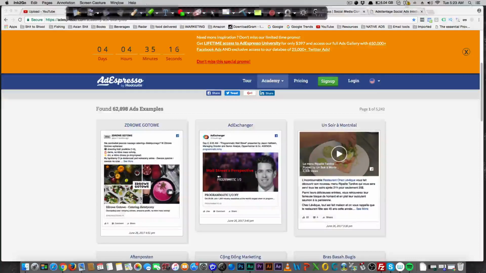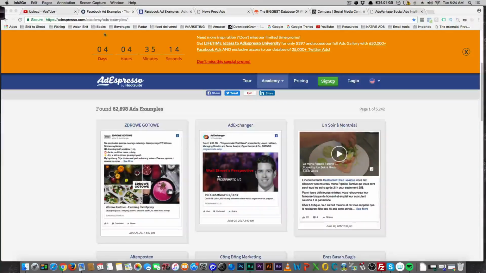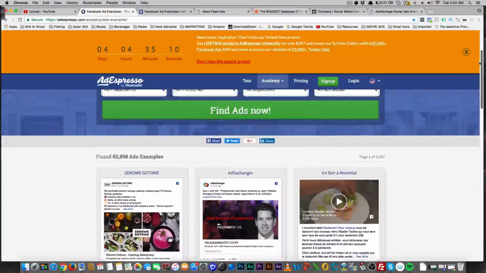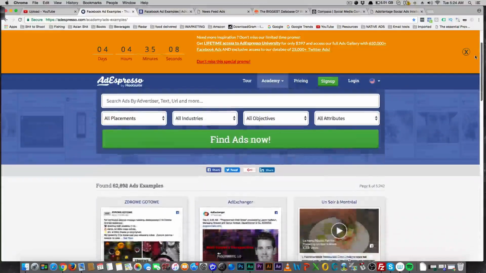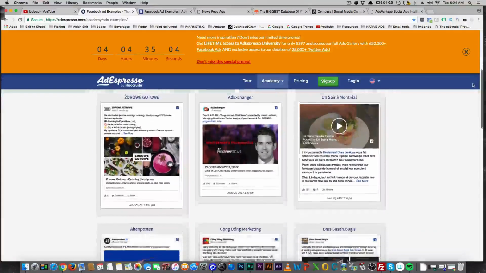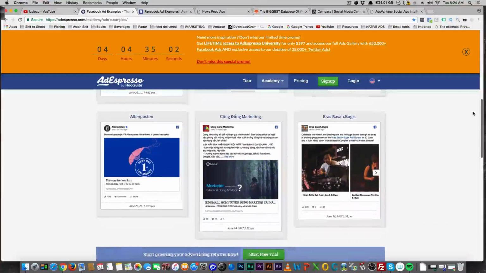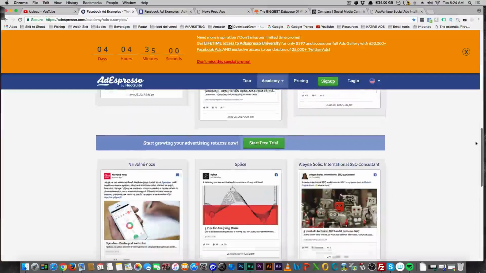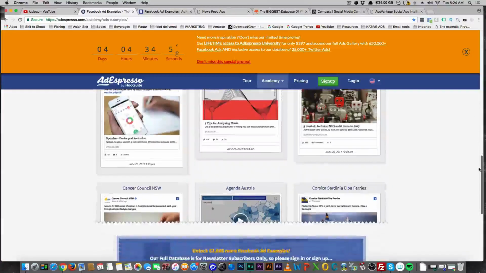So the first thing that we have here is Facebook ad examples from Ad Espresso. Now, this is a free tool, and they've got tons of people that use ads because they actually are a Facebook ads tool. And you can run a search for your competition and see what ads they're running, okay?